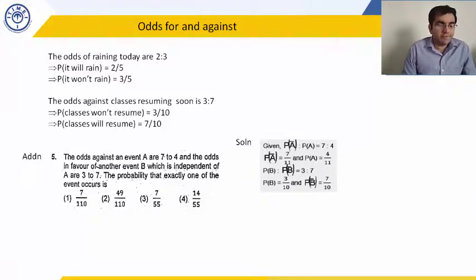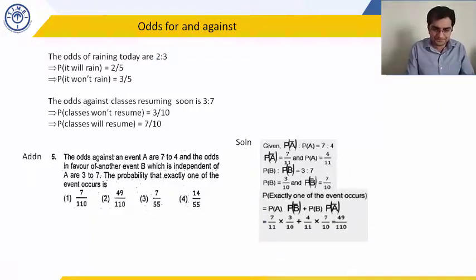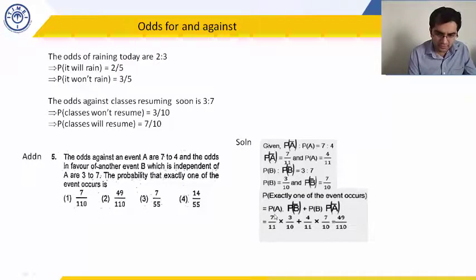Okay, now we want exactly one event to occur. That means A will occur, B will not occur, and B will occur, A will not occur. And these are dependent events because one of them has to happen. Both can't happen together. A happens, B does not happen, and next B happens, A does not happen. Okay, so P of A, P of B complement plus P of B, P of A complement.